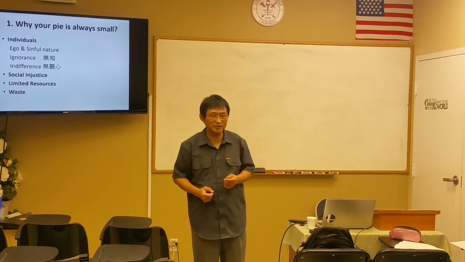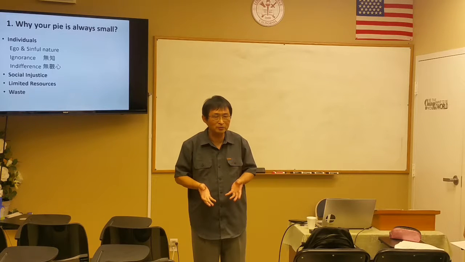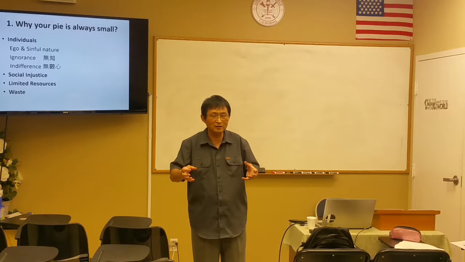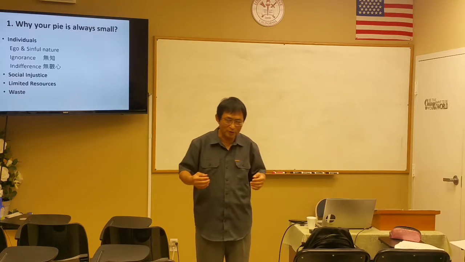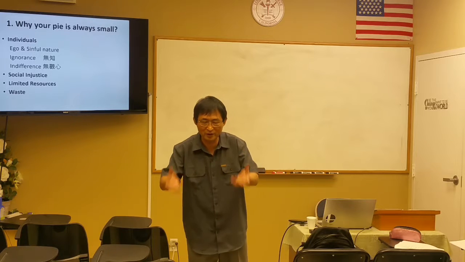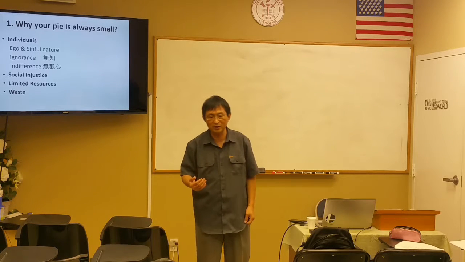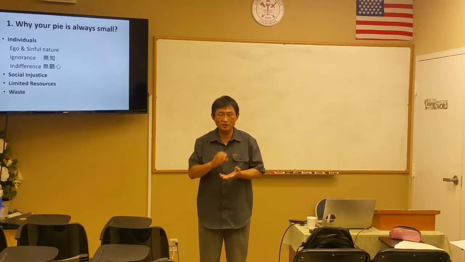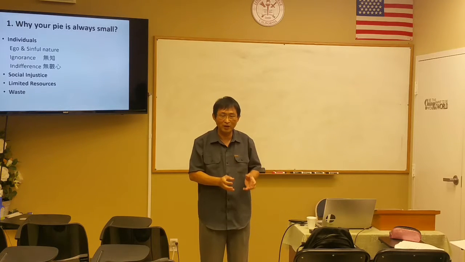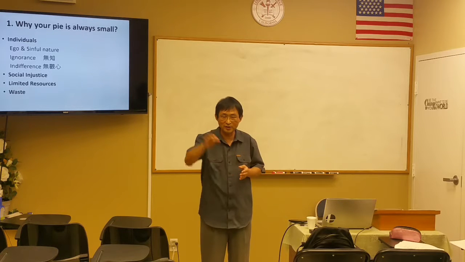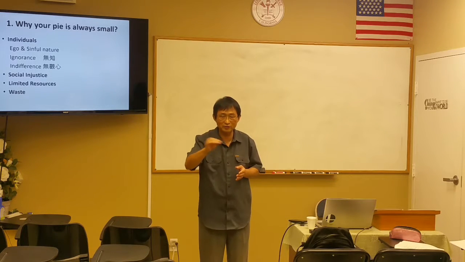Then social injustice. It's not just individuals, but the social system. It's not fair. Usually it is not. We tend to try to become fair, but society is not fair. Because of social injustice, your pie gets smaller, because someone takes half of the pie for himself or herself and divides the rest of the half into 10 or 12 or many.